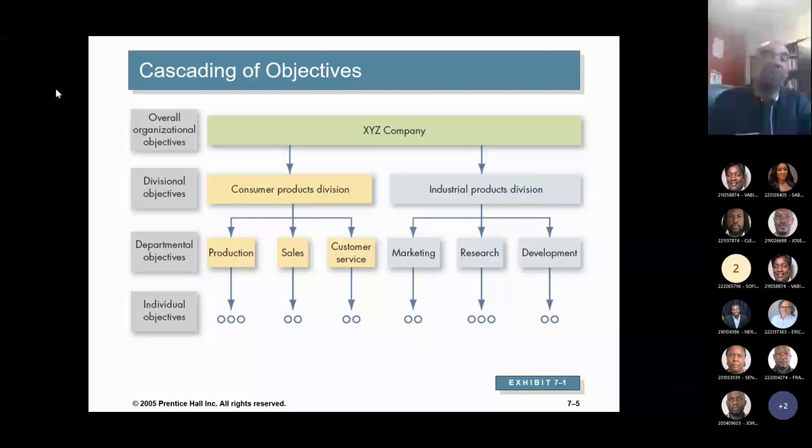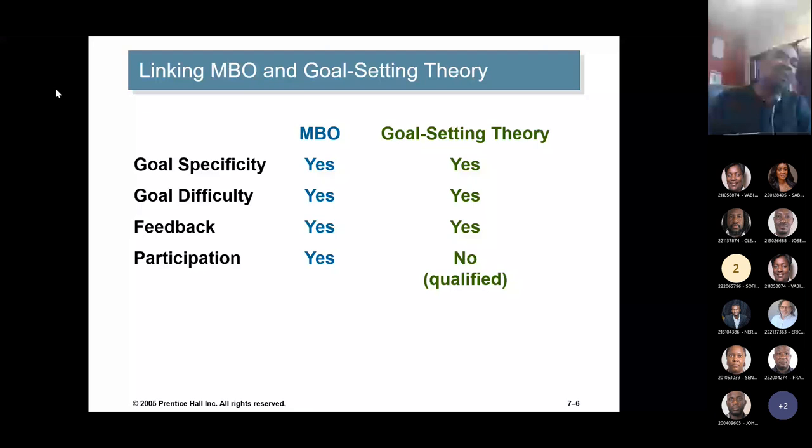Right. Now, linking MBO and goal setting theory. We are speaking about goal setting theory. How do you link them? There are ways you can show some comparison between both of them. With regards to MBO, when it comes to goal specificity, yes, definitely there is goal specificity, and of course, goal specificity with regards to the goal setting theory of motivation. Now, when we talk about goal difficulty, yes, the goals are difficult goals, which is a goal that can motivate an employee to use his brain to a certain extent, instead of just simplified goals. Goal difficulty, yes, in terms of MBO, and in terms of goal setting theory, yes, of course.